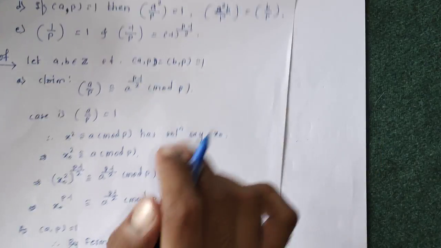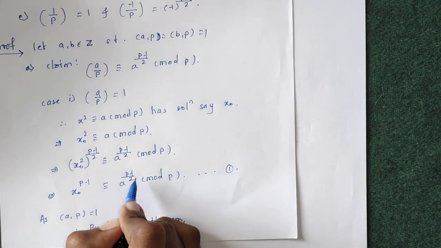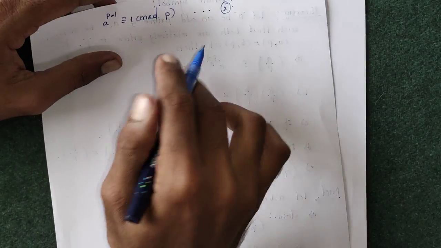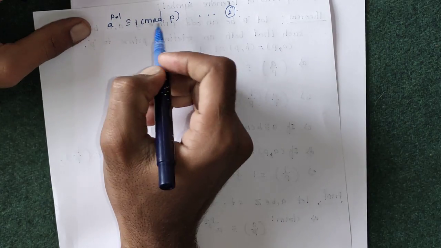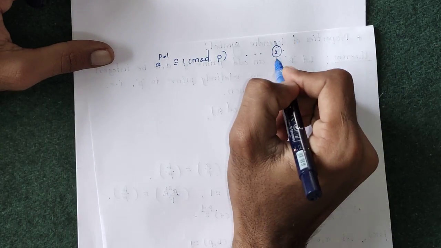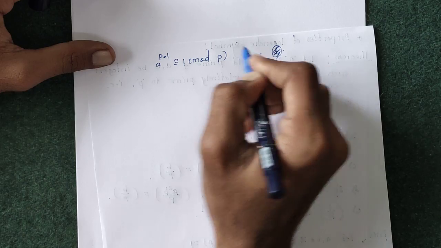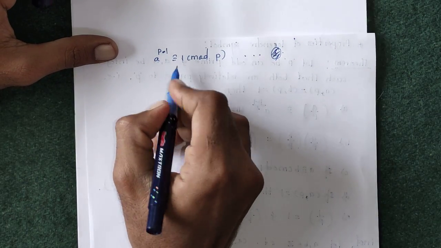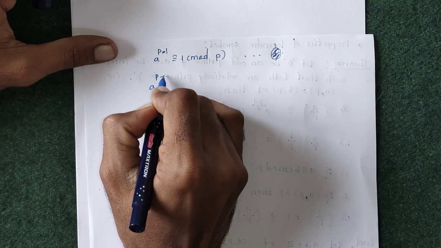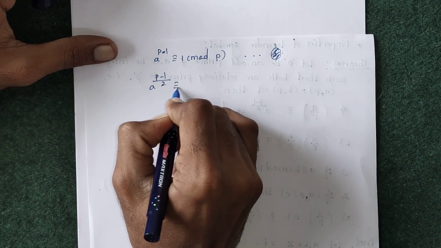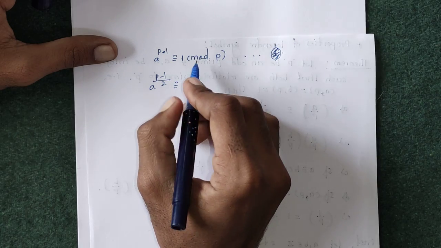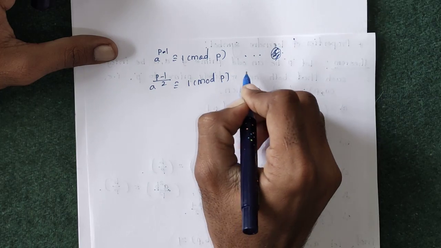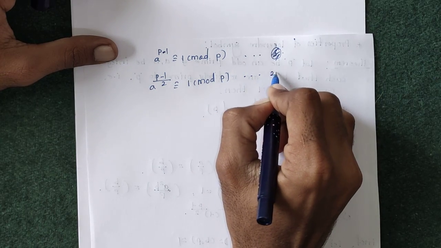From equation number 1 we have a raised to p minus 1 by 2 is congruent to x naught raised to p minus 1 under modulo p. From equation 2 we have a raised to p minus 1 is congruent to 1 mod p. So, just raise the power of both sides by 1 by 2, we can write a raised to p minus 1 by 2 is congruent to 1 raised to 1 by 2, which is 1, under modulo p. So this is, suppose, equation number 2.